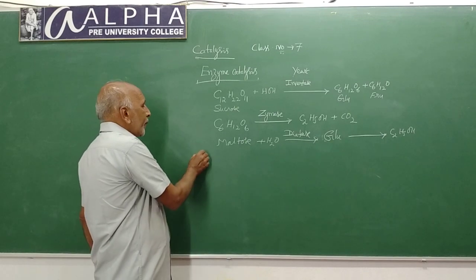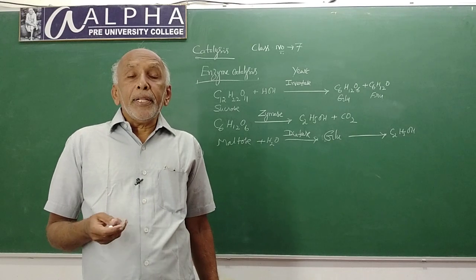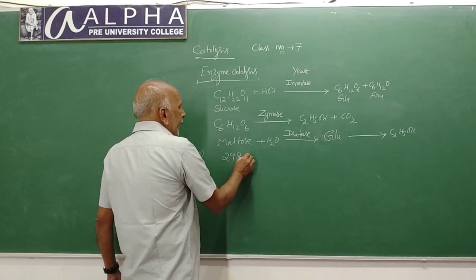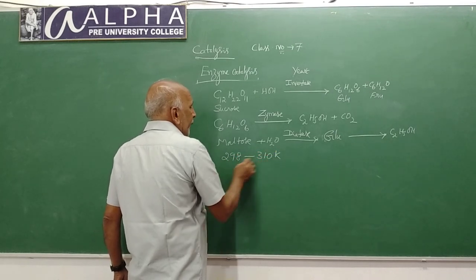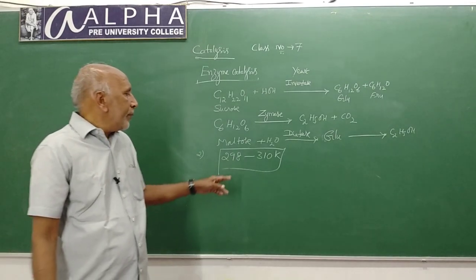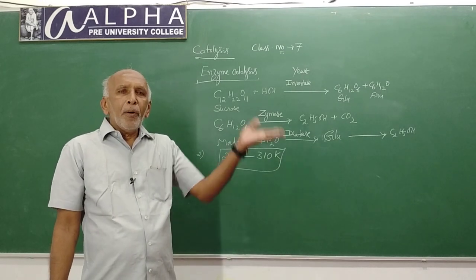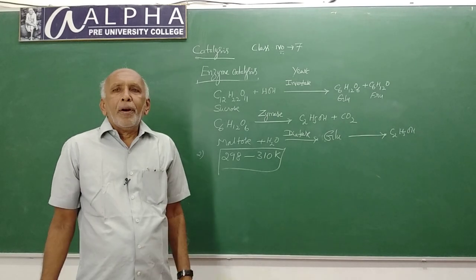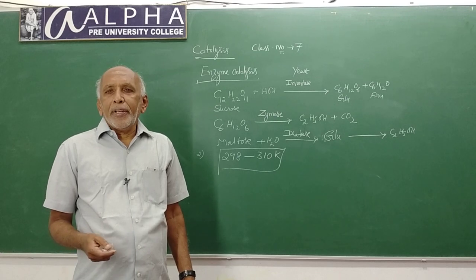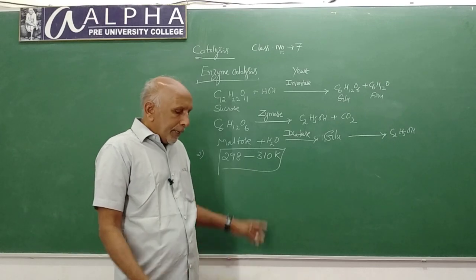Next point is that the activity of enzyme is very high, maximum between the temperature 298 to 310 Kelvin, known as optimum temperature range. Between this temperature range, enzymes are highly active. Above 310 Kelvin or 40 degrees Celsius, enzymes lose their activities, normally undergoing coagulation. That is the same.